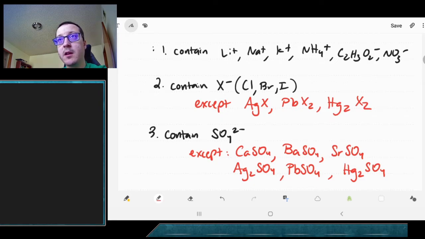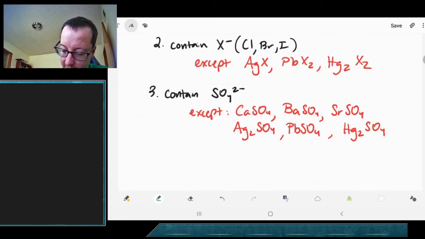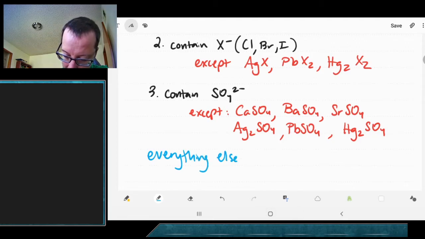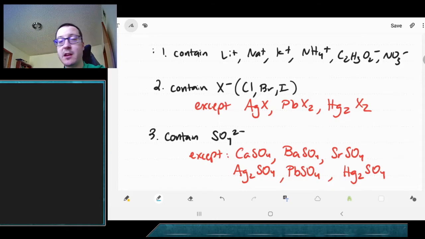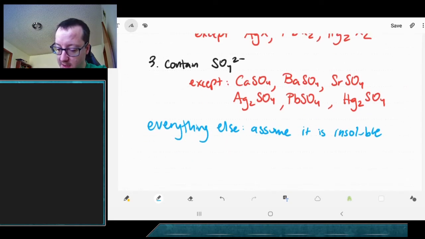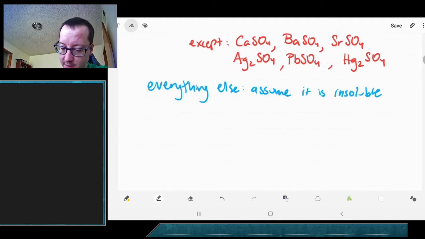So, everything else, anything that's not covered on this list, we are going to assume it is insoluble. So if it's not covered by this list, one of these 3 categories, we're going to assume whatever it is insoluble. So with that, let's go ahead and do a couple of examples here.